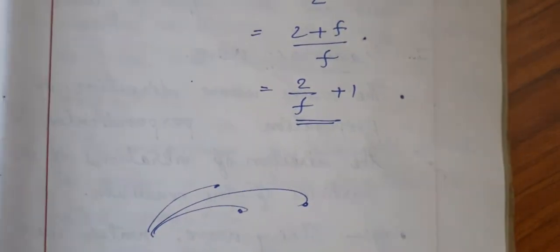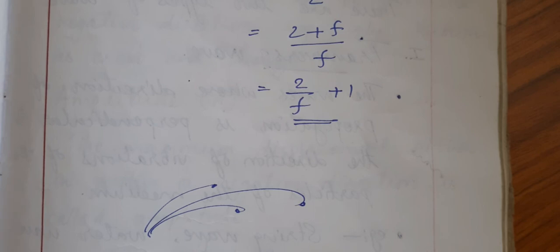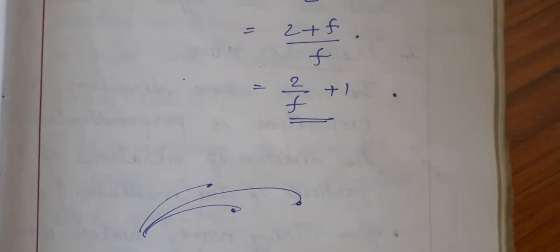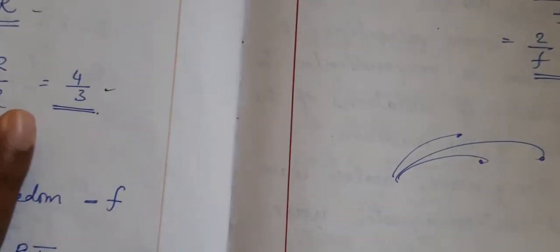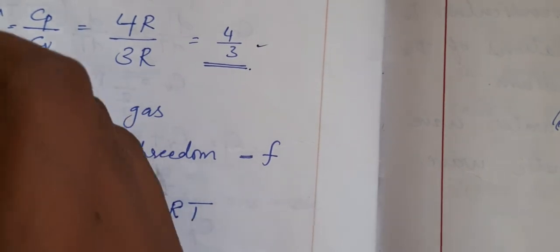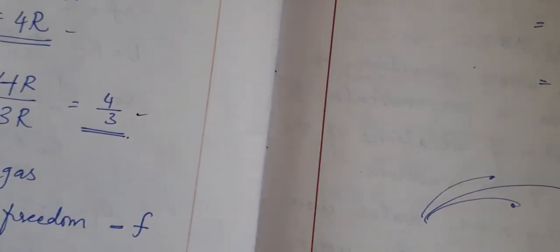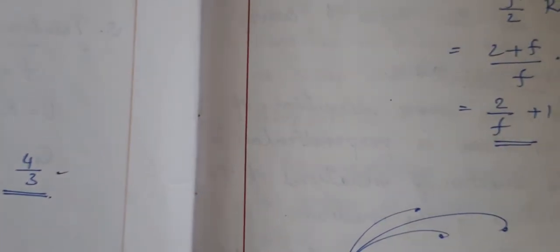So these are the different values for degrees of freedom, and these equations alone you can take. You need not study the derivation and all. What you can do is study these numbers alone, all these final results alone, gamma value or Cp value, Cv value for different kinds of molecules.